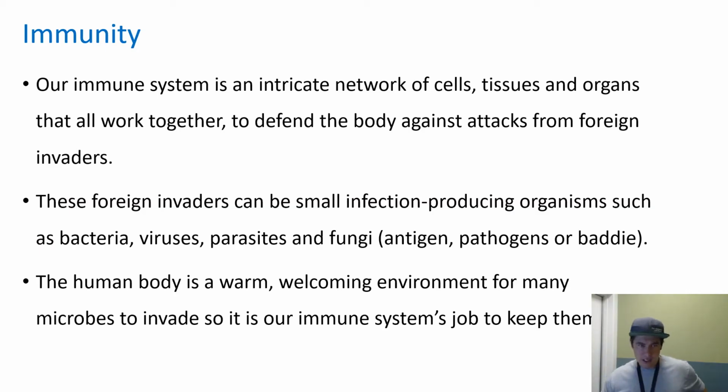So immunity is not a system as we've studied so far, but more like an interaction of a network of cells, tissues and organs that all work together to defend against attacks from foreign invaders. These foreign invaders can be really, really small, so they can produce infections such as bacteria, viruses, parasites and fungi. Other terms that you'll hear are antigen, pathogens, or baddie. So sometimes I'll just say baddie, and that's just so you know that it's something that's not supposed to be there. And an antigen is different because it triggers a specific type of response from our immune system, but we'll look at that later on.